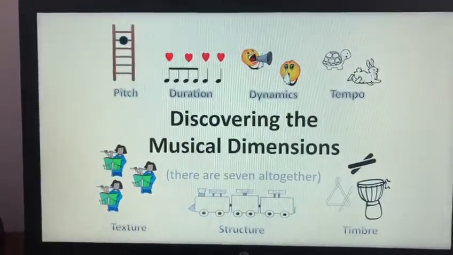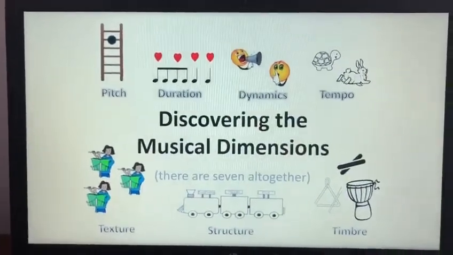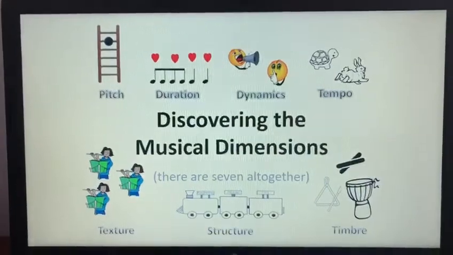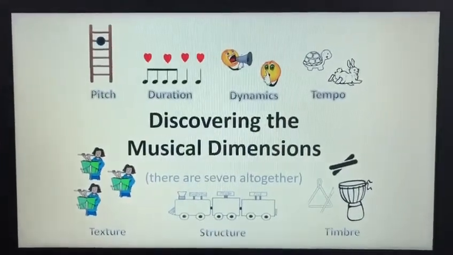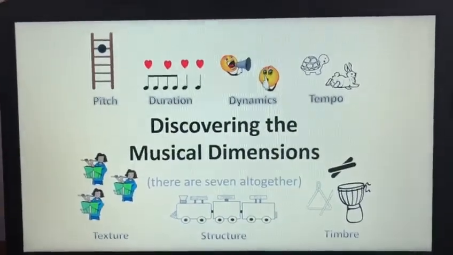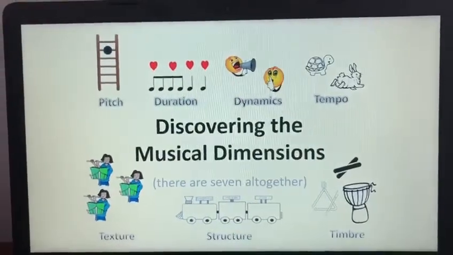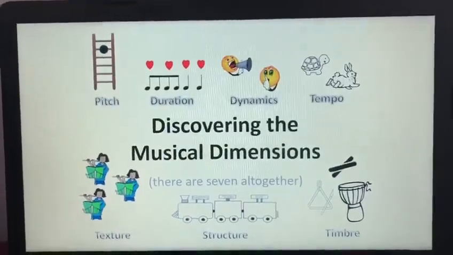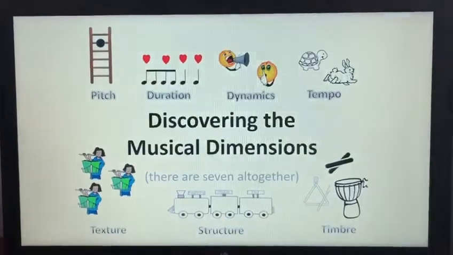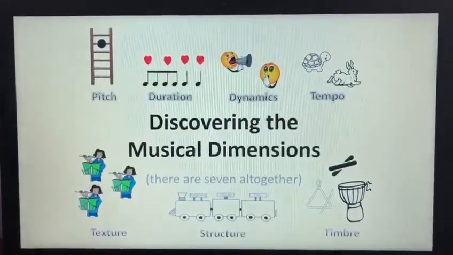So, we have pitch, duration, dynamics, tempo, texture, structure, and timbre. And that's not how it's spelled, but that's how you would phonetically sound it out, but it's actually said timbre. And all of these things you can hear when you listen to the music.